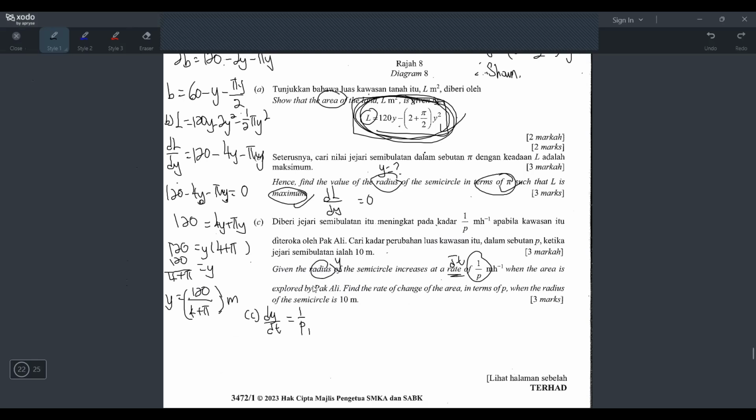And then they say area is explored by Ali. Find the rate of change of area. Rate means over what? Over dt, right? But what do I have to write on top? Area. But for area, they never use A, they use L. So let's use dL over dt, and then I'll write a question mark here because they want us to find this, right? And they already say in terms of pi, when the radius is 10 meter, it means y is 10 meter. So these are all the information. I just write it down.